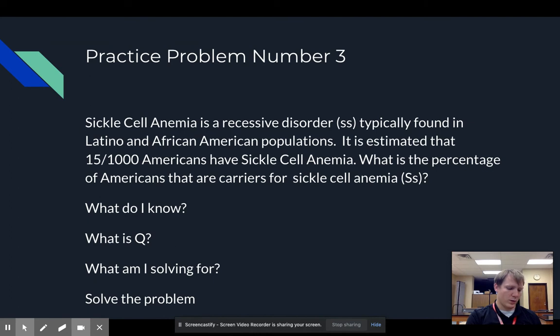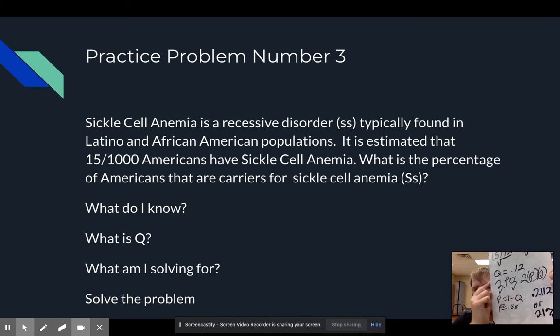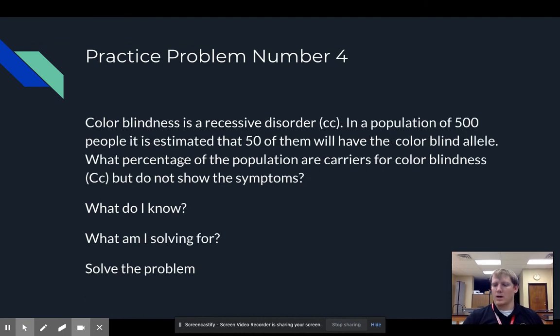Or 21%. Okay, so I just plugged my numbers in, 2 times 0.88 times 0.12, and that gives me my 21%, or my 0.21 if I leave it in decimal form. Okay? All right, practice problem number 4.